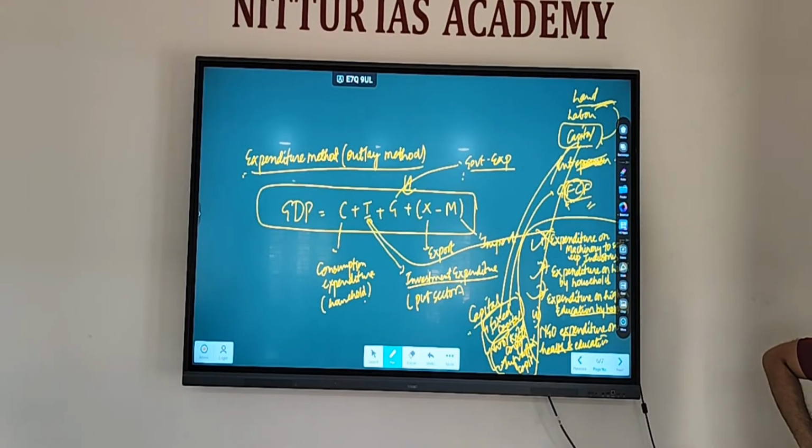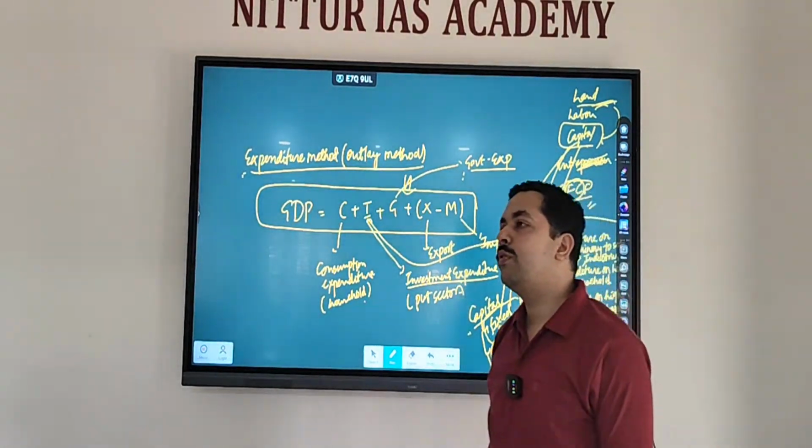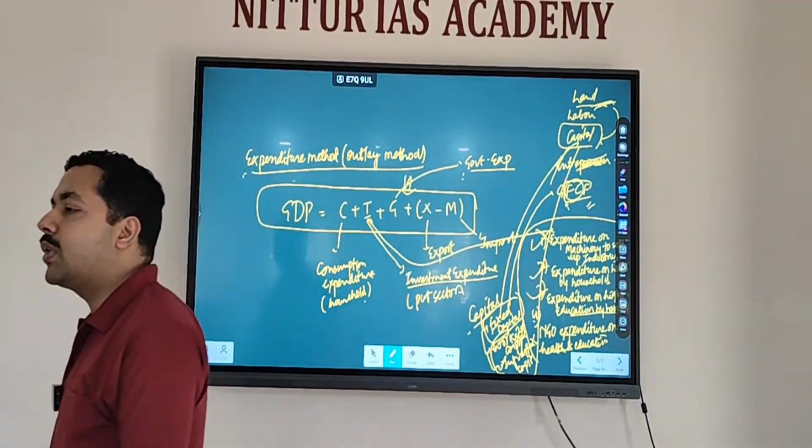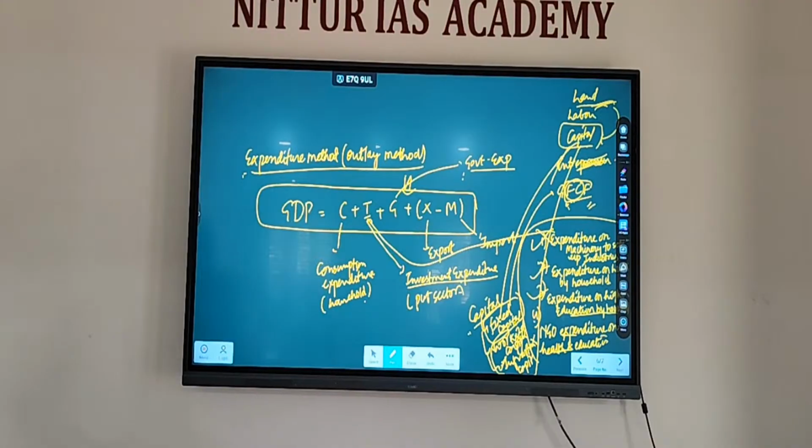The more fixed capital formation in the economy, what does it indicate? More buildings, more machineries, more factories, which means more production can happen, no? So more gross capital formation means more production. Clear? Any doubt regarding this one?